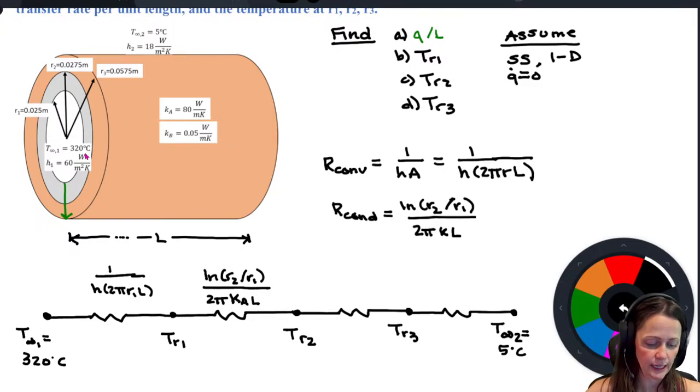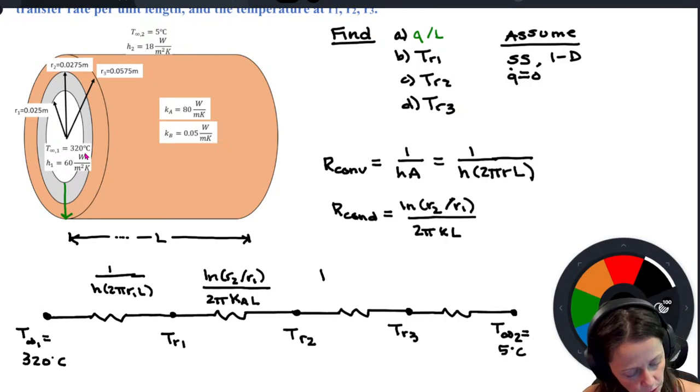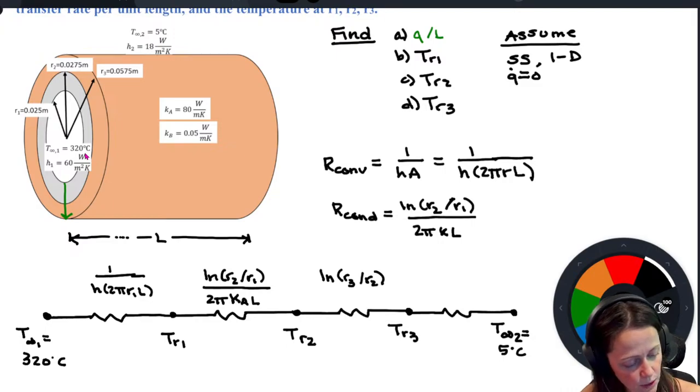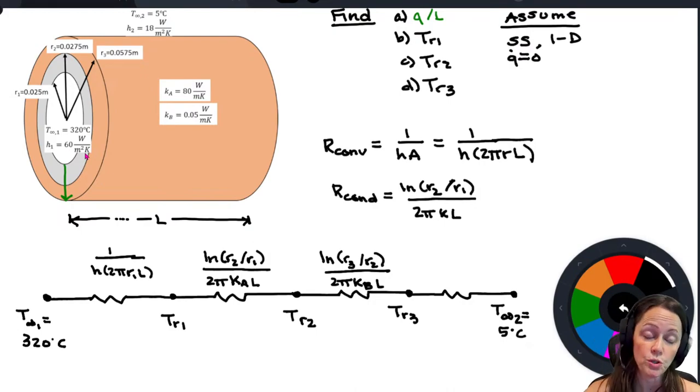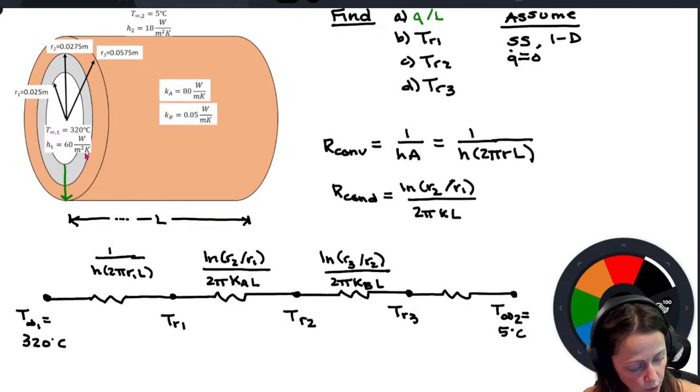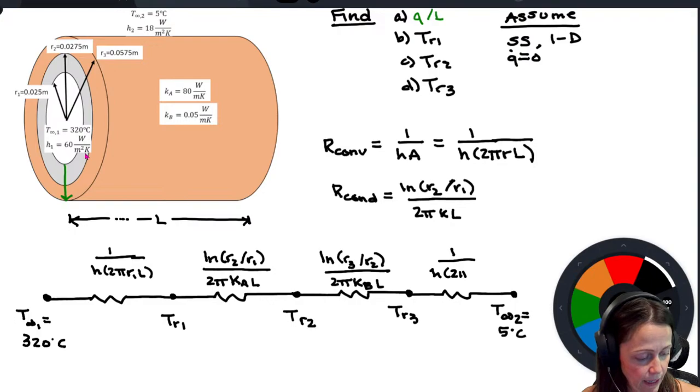Perfect. And then the next one is going to be through the orange, and that's going to be between R2 and R3. So we've got the natural log of R3 over R2, and then we've got a 2 pi kB L. And then the very last one is due to convection, and of course, that's based upon the area on the outside, so the area based upon R3. So I have 1 over h times 2 pi R3 L.